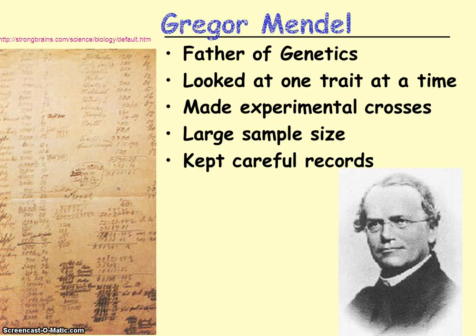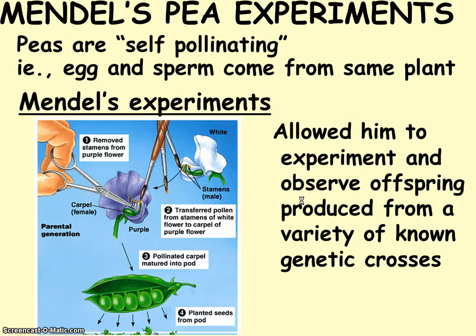So the father of genetics is Gregor Mendel. He's the one who played with pea plants, and these pea plants were perfect because they had all these distinct characteristics, and he meticulously wrote everything down and looked at one trait at a time and spent years on this. He had extremely careful records. With these peas, he self-pollinated them, and he actually snipped off little pieces, painted, and pollinated all these peas, and was able to find that egg and sperm came from the same plants, and was able to observe offspring produced for different crosses.